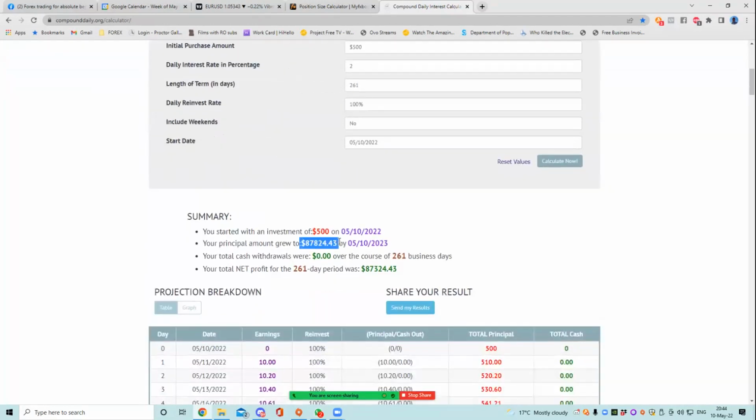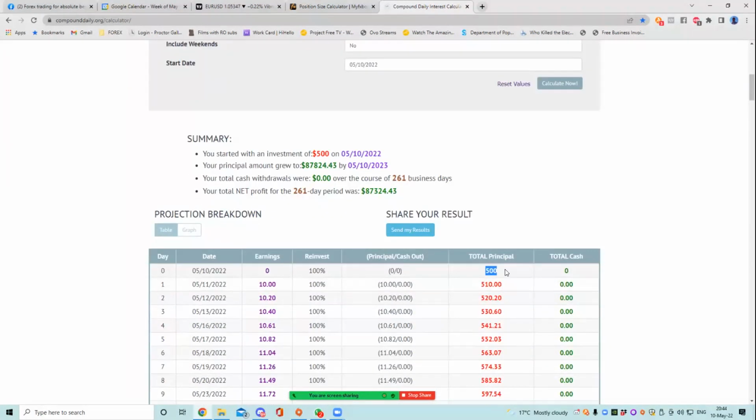That is what you could turn $500 into between the 10th of May 2022 and the 10th of May 2023. And it even shows you how. Okay, so you've started with $500 and your target is to grow that by 2%, which is $10. And you now have $510. Tomorrow, you need to make 2% of $510, which is $10.20. And now you've got that. And so on and so forth.